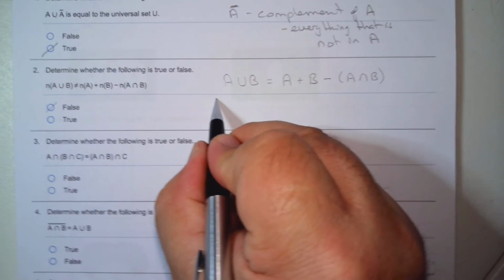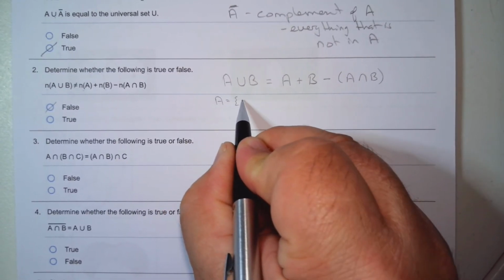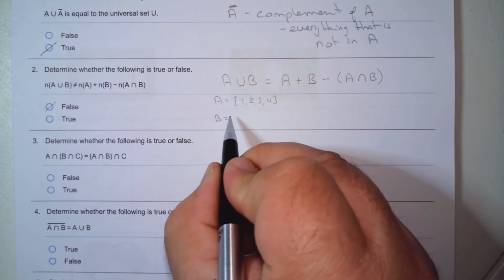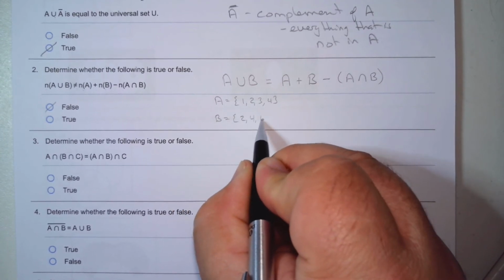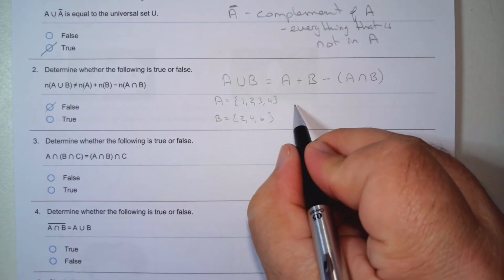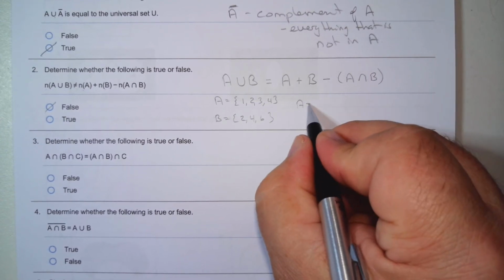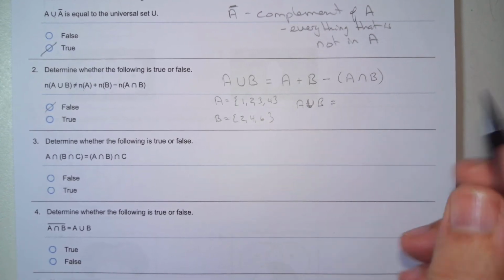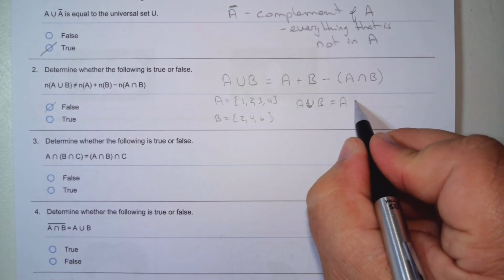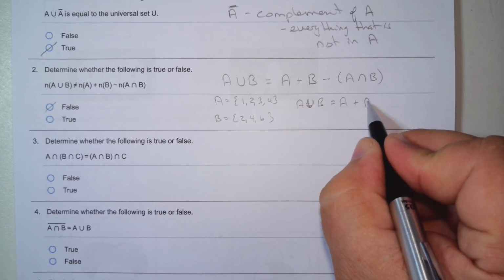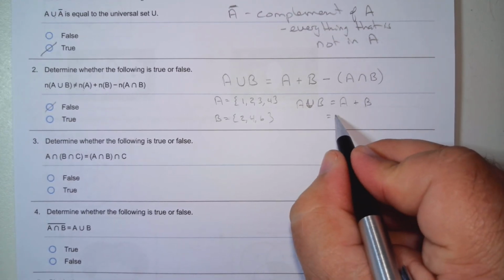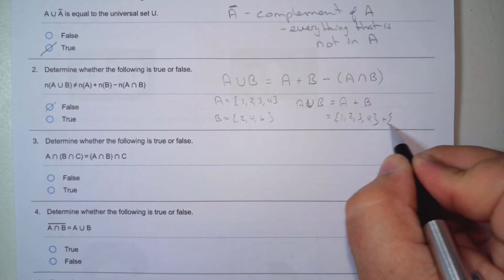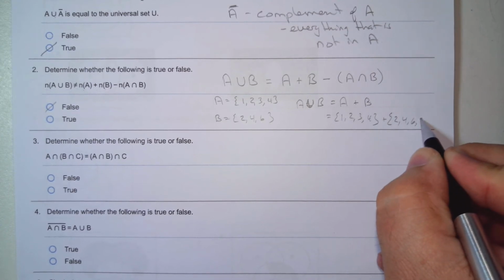Let's look at the example here. Let's say A is equal to the numbers 1, 2, 3, and 4. B is the even numbers 2, 4, 6. If I ask you to make the set A union B, you take all the elements of A, all the elements of B. So all the elements of A: 1, 2, 3, 4. All the elements of B: 2, 4, 6.